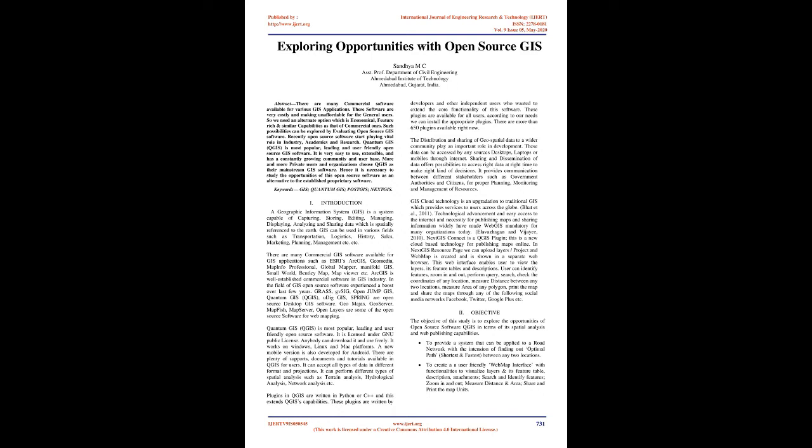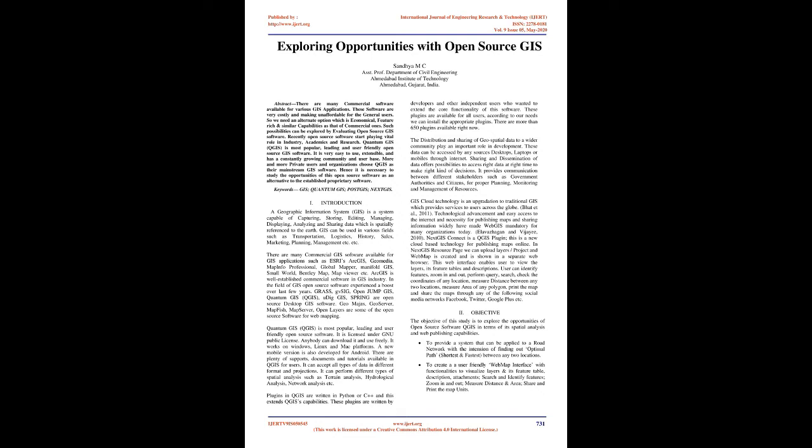ArcGIS is well-established commercial software in the GIS industry. In the field of GIS, open source software has experienced a boost over the last few years. GRASS, gvSIG, OpenJUMP GIS, Quantum GIS, QGIS, uDig GIS, and SPRING are open source desktop GIS software. GeoMoose, GeoServer, MapFish, MapServer, and OpenLayers are some of the open source software for web mapping.